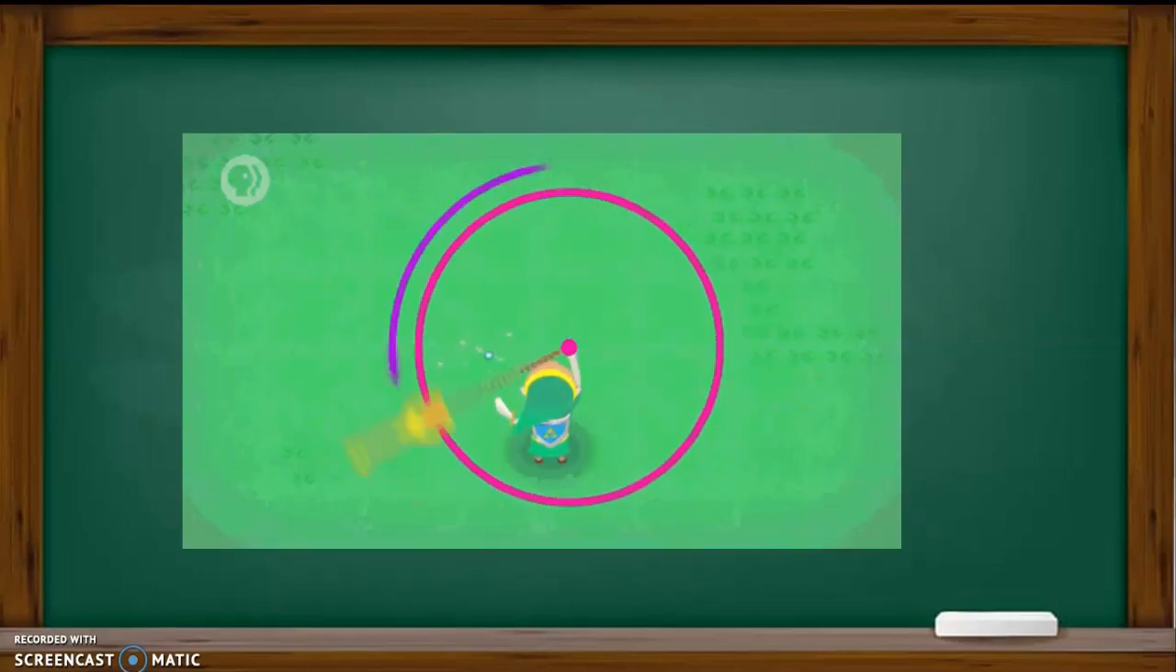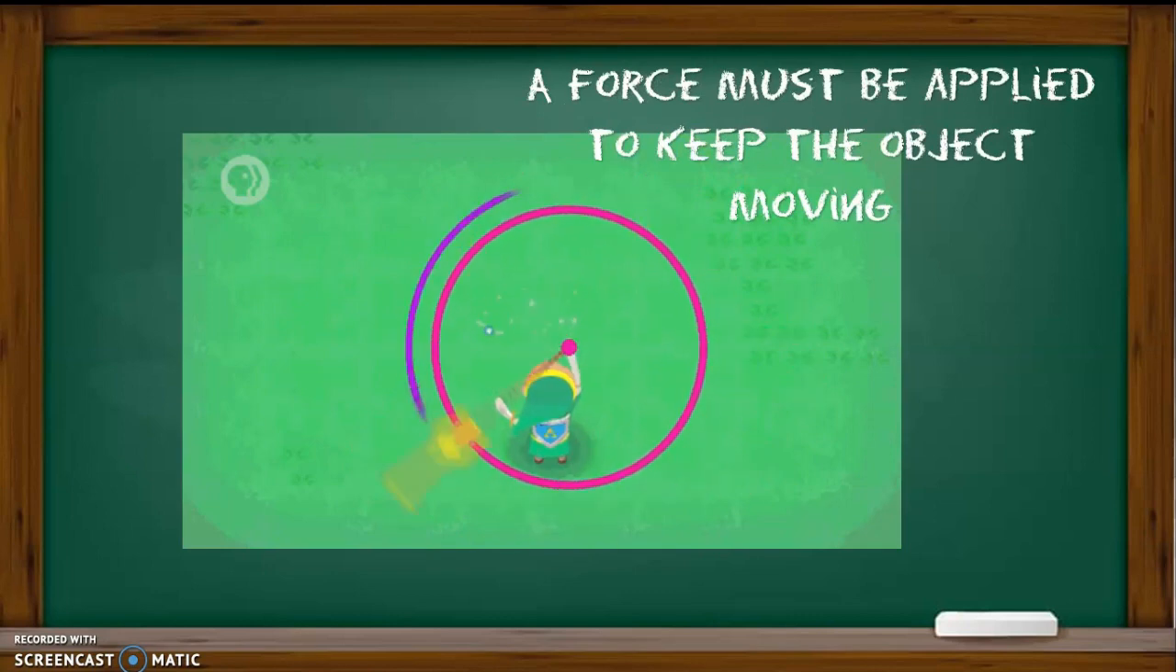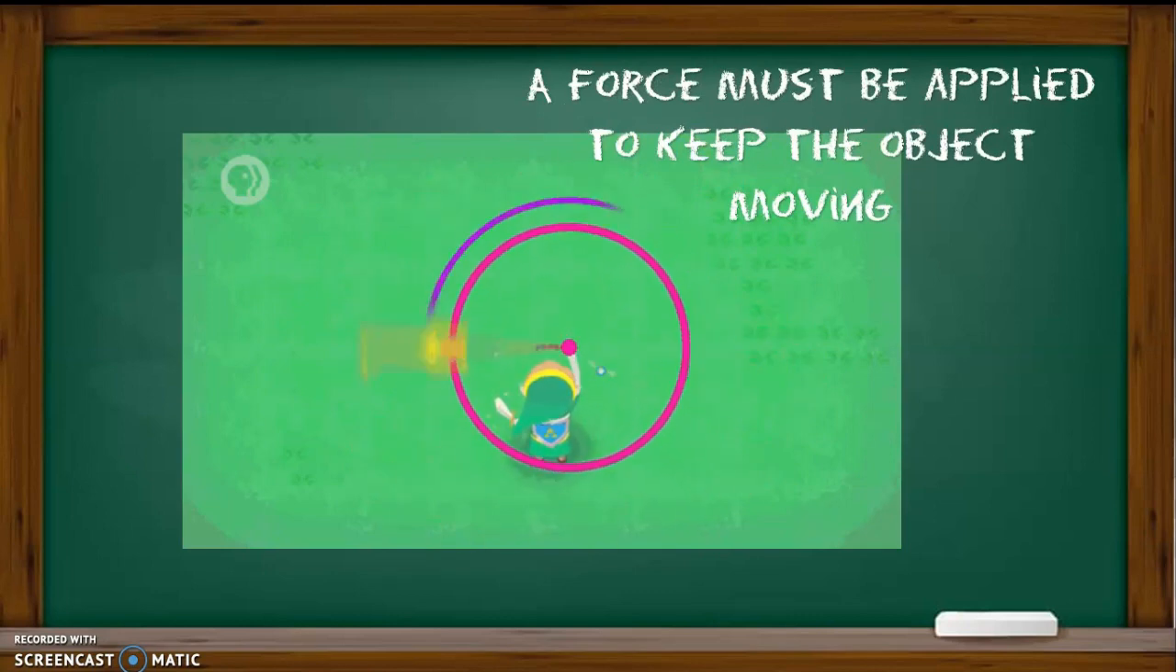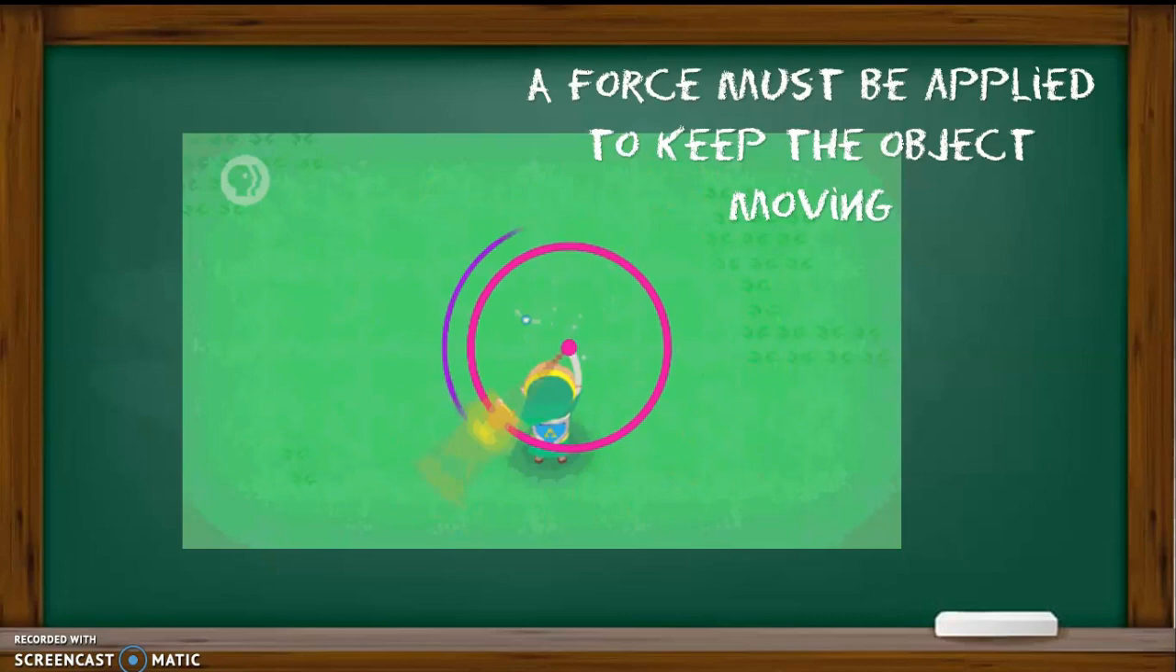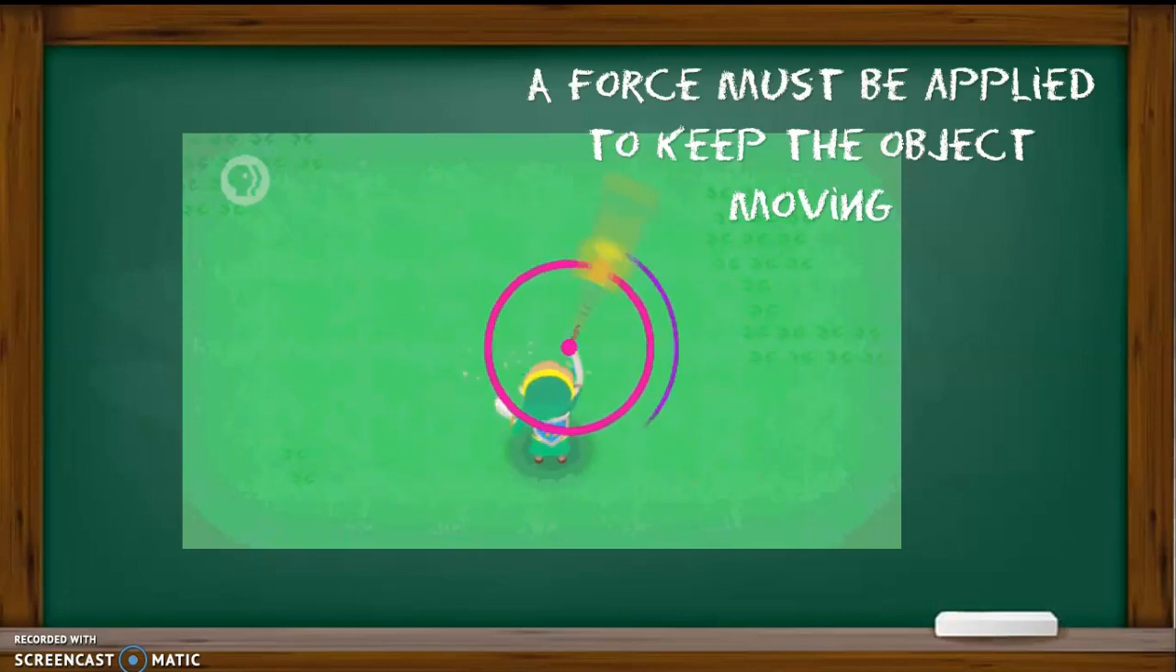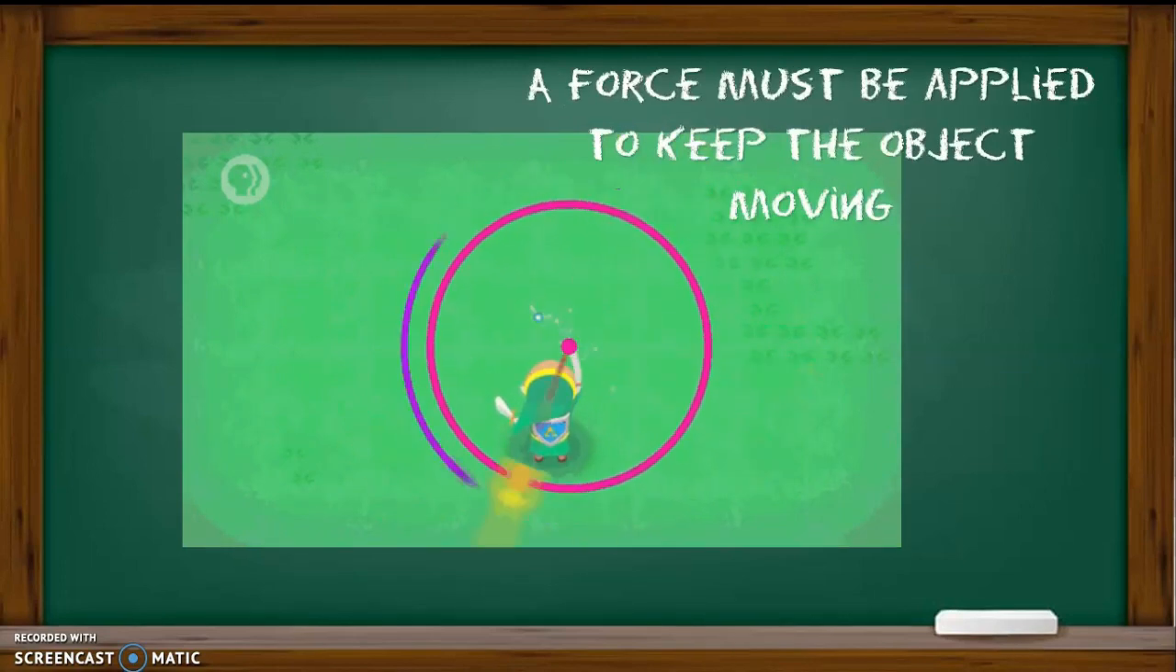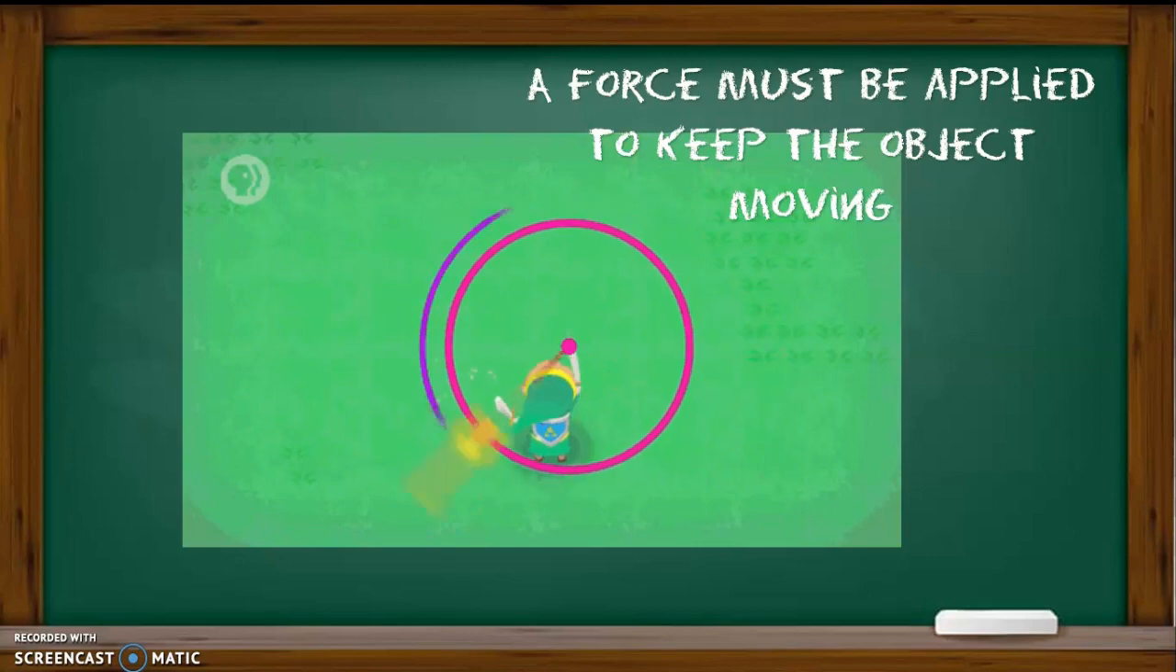A force must be applied to keep the yo-yo moving in a circle. A force is required because the yo-yo is accelerating. Its change in direction means its velocity is changing.